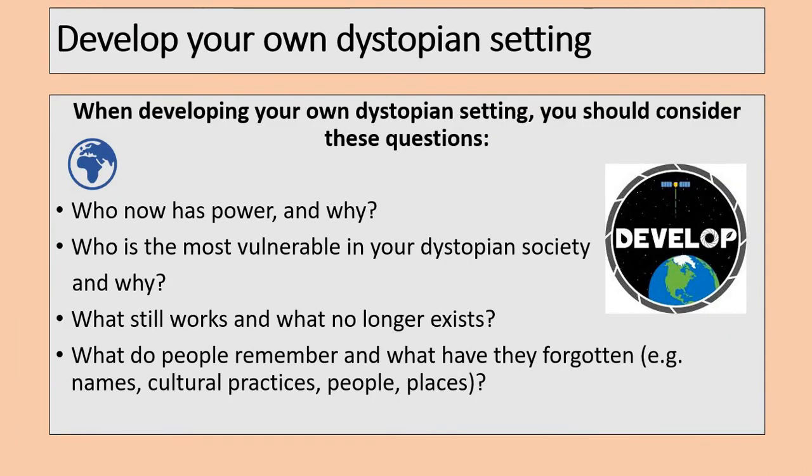So as I said, we're going to develop our own dystopian setting, and we need to consider the following points. So in your setting, who now has the power and why do they have it? Who is the most vulnerable in your dystopian setting and why? What still works and functions and what no longer exists? And what do people remember and what have they forgotten? Either names, cultural practices and people and places.